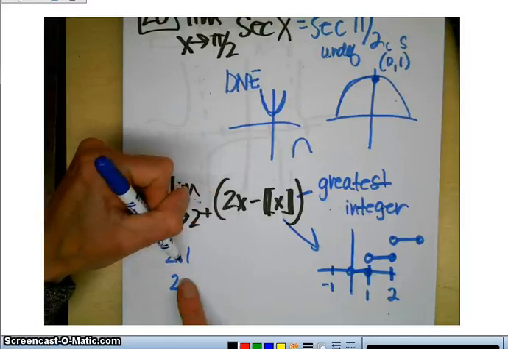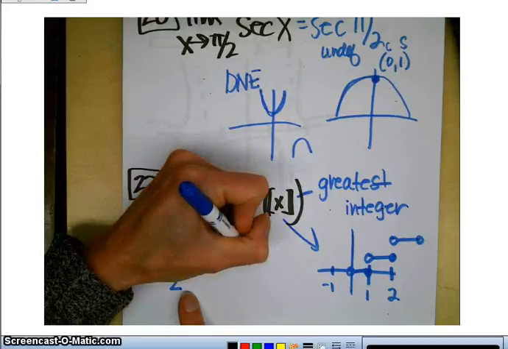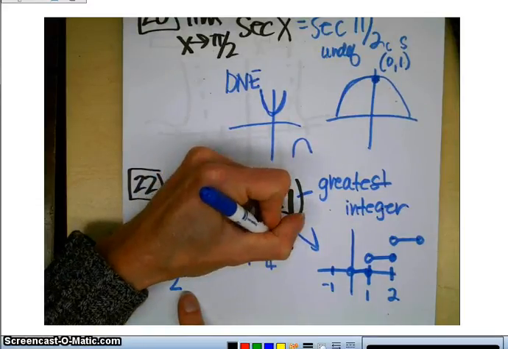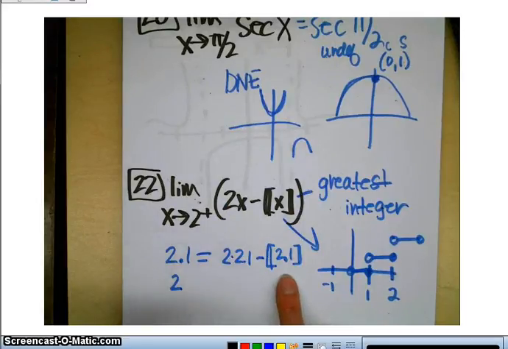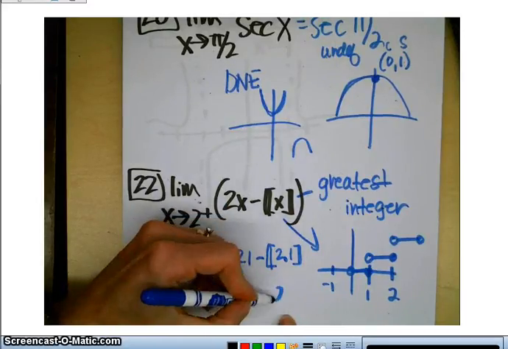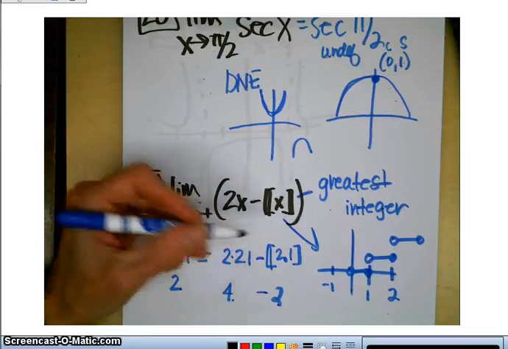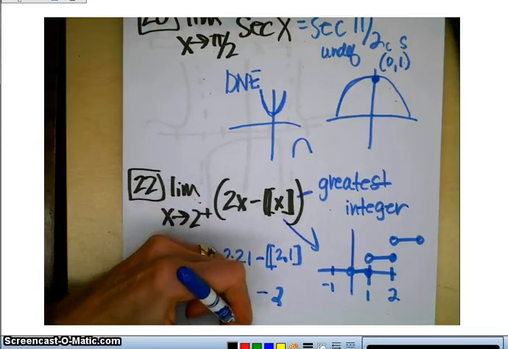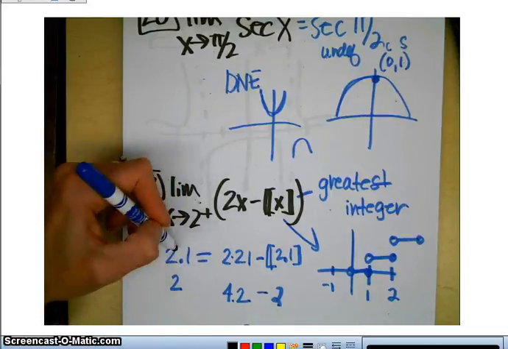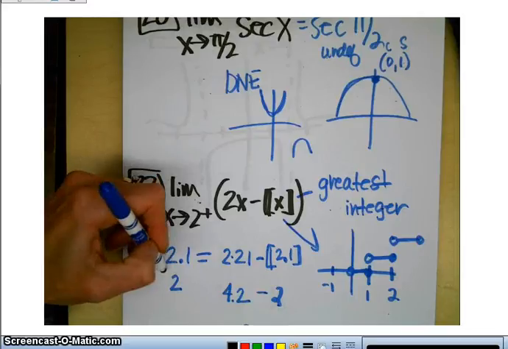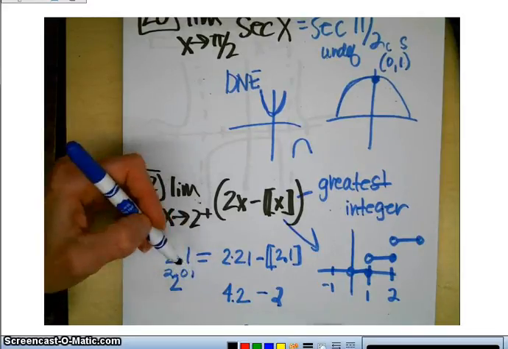Now 2.1, if I plug it in, I'm going to get 2 times 2.1 minus the greatest integer not greater than 2.1. The greatest integer, which is a whole number not bigger than 2.1, is 2. And 2 times 2.1 is, what, like 4.2 or something? And so that whole thing is 2.2. Okay, so if I plug 2 in, I mean, you can't say the limit's 2.2. You would have to look at, like, plugging in 2.01, okay?